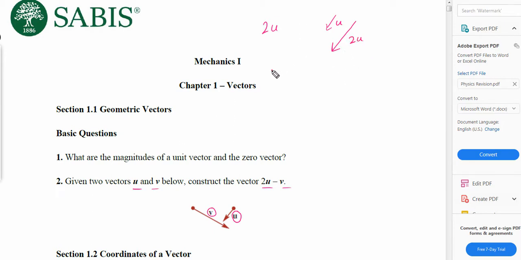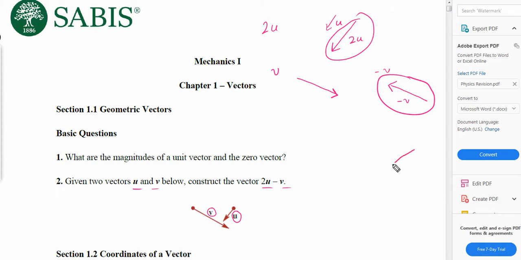Now negative v. So v is like this. The negative v will become the same magnitude but the opposite direction. So this will be the vector negative v. Now I'll join these two vectors head to tail. So it will look like this. This is 2u, and over here we have negative v. I'll join the tail of negative v to the head of 2u.